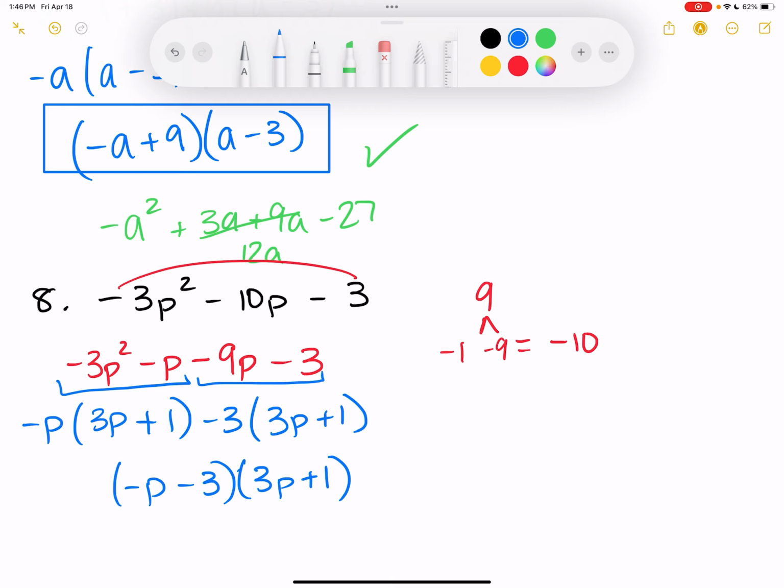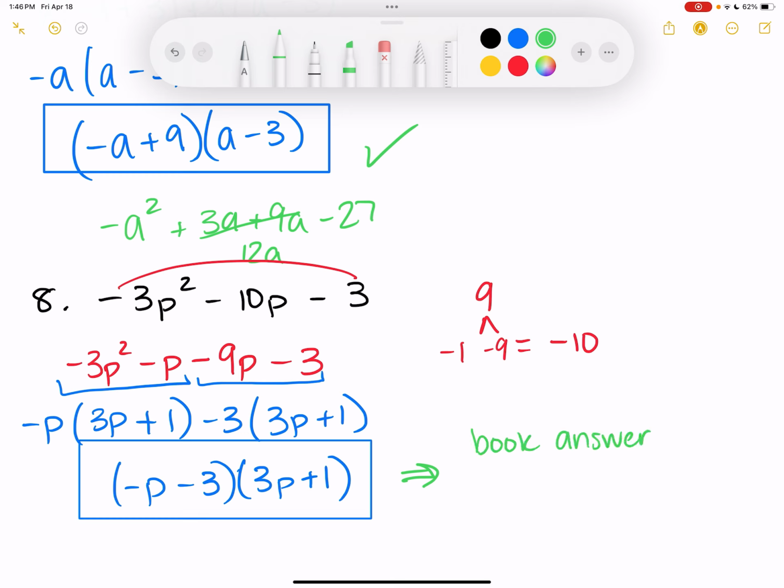Now, this is how I would leave my answer. I'm going to show you the way that the book is writing this answer, just so that you can see it. Because they don't like that both of these things have a negative in them. What they have done is they've taken a negative out of this, and so they've written the answer as negative parentheses p plus 3 times 3p plus 1. That's also totally acceptable. If you write your answer this way, that is fine, but this is the way that I would write it, and I would just leave it here. And pretty much any book beyond this one would leave it the way I have it boxed.